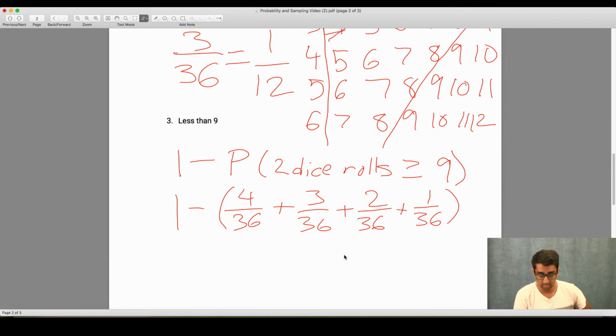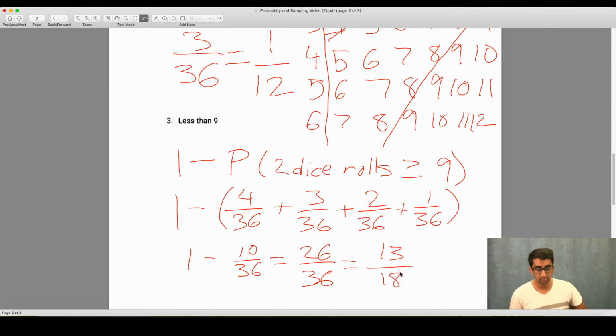Now we add these up. We have 4 plus 3 plus 2 is 9, plus 1 is 10. So we have 1 minus 10 over 36, which gives us 26 over 36, and if you want to simplify this down, it's just 13 over 18. As we can see, we've figured out a little bit about this probability distribution.